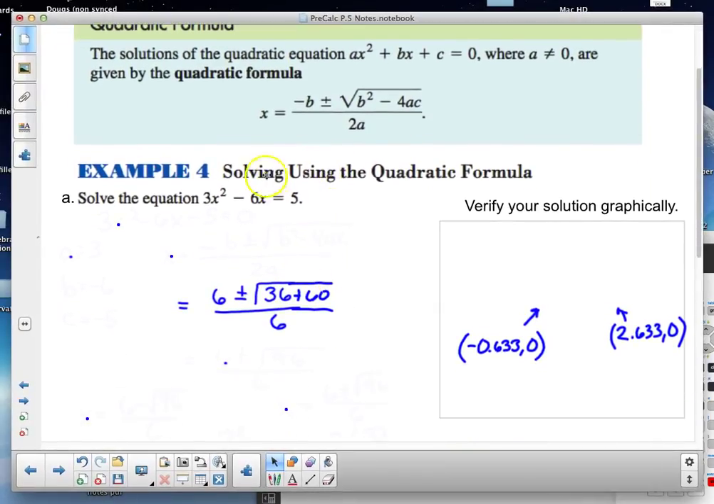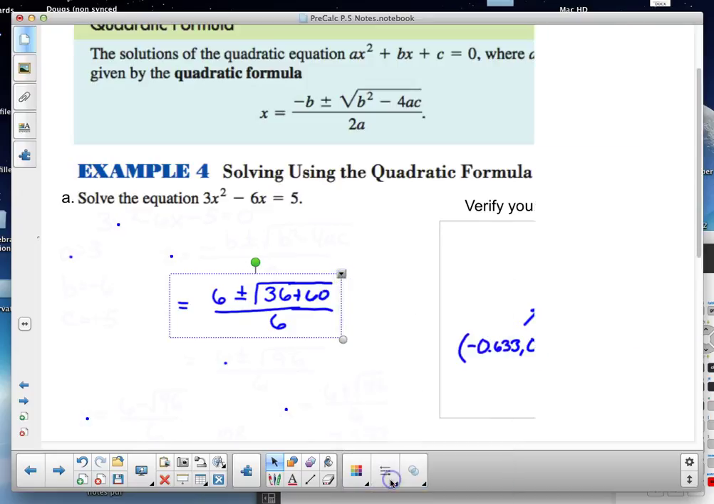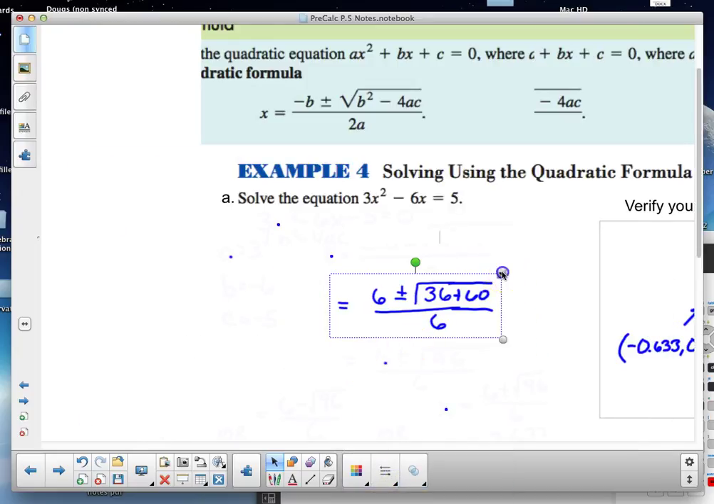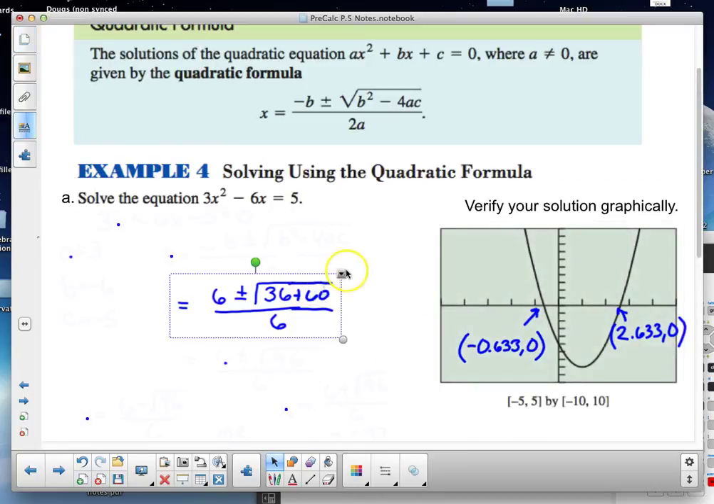Okay, so here's the deal. Solving using the quadratic formula. Okay, I have no idea why that didn't disappear. I'm having problems with stuff, apparently. But let's see if I can make that group, and then we'll do that, and we'll pretend that it didn't happen. Okay, nobody needs sound. Did that really just happen?